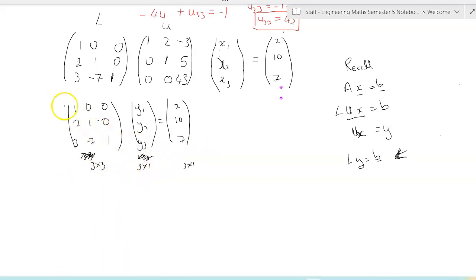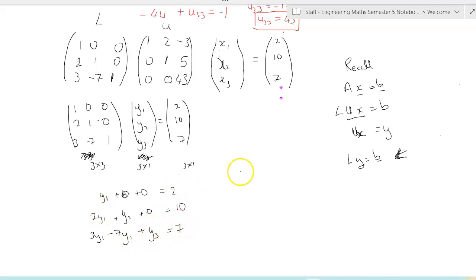Right? So that means if we multiply this now, we're going to have the top row by the one and only column. So it's going to be 1y1 equals 2. And then 2y1 plus 1y2 plus 0y3 equals 10. And then the third row by this column should equal 7. So we have 3y1 minus 7y2 plus y3 equals 7.